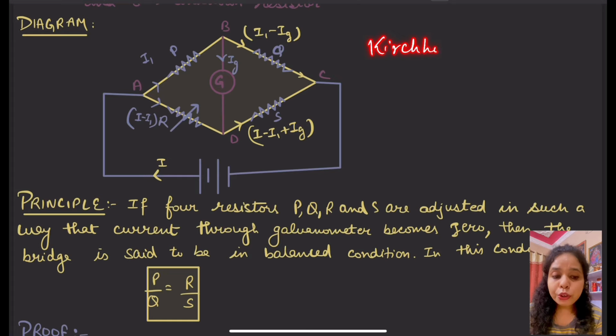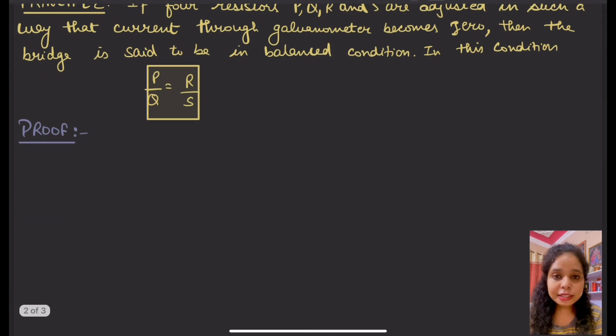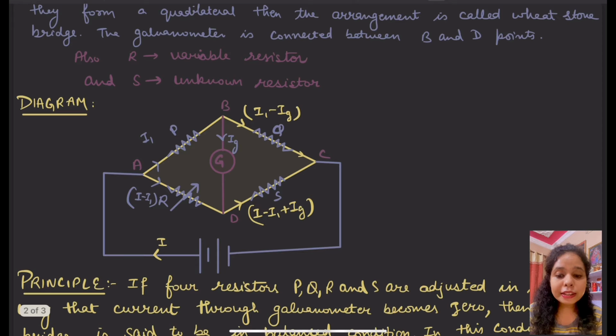So we need to apply the Kirchhoff's law in order to deal with this bridge. So let us consider the loops which are needed. So consider a loop ABDA. When we will consider the loop ABDA, that means we will move from A to B, then from B to D, then again from D to A. So this is the loop which we have chosen.